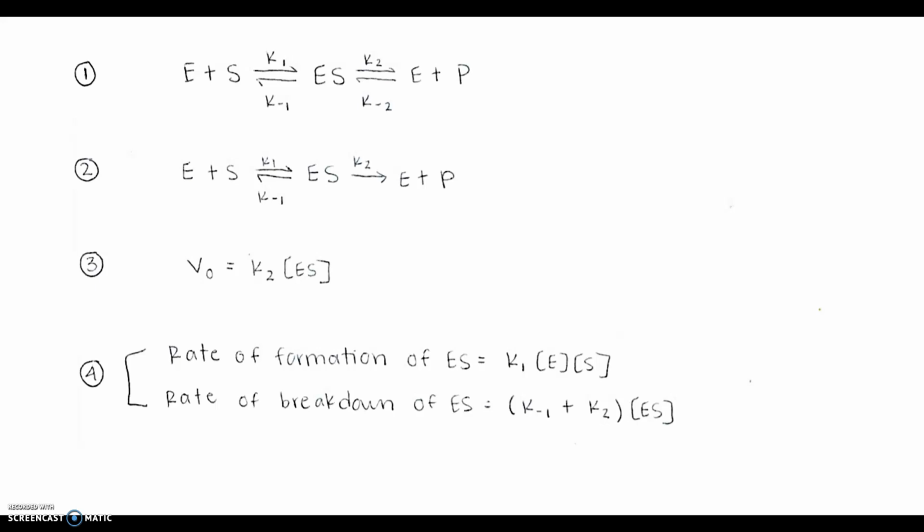The rate of formation is set equal to K1 times E and S, and then the rate of the breakdown of the ES is going to be K minus 1 plus K2 times the ES. So then at this point, we want to simplify matters further.